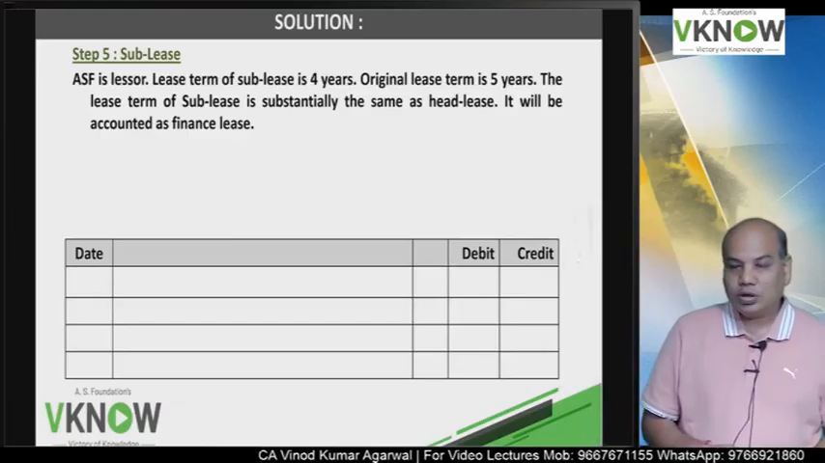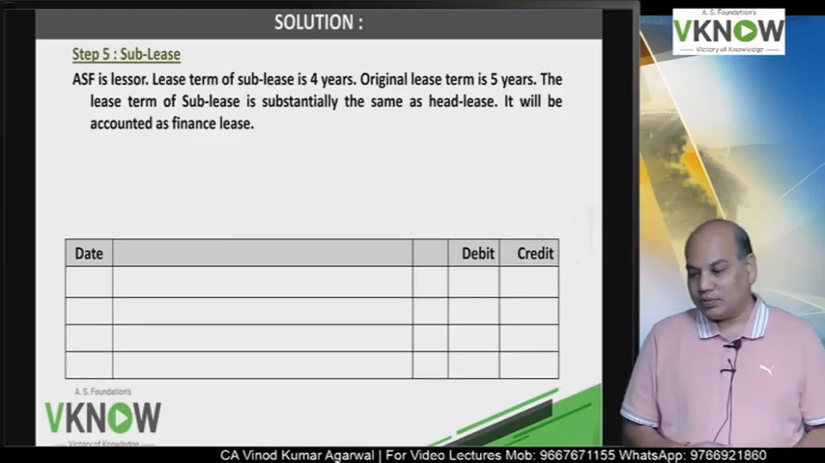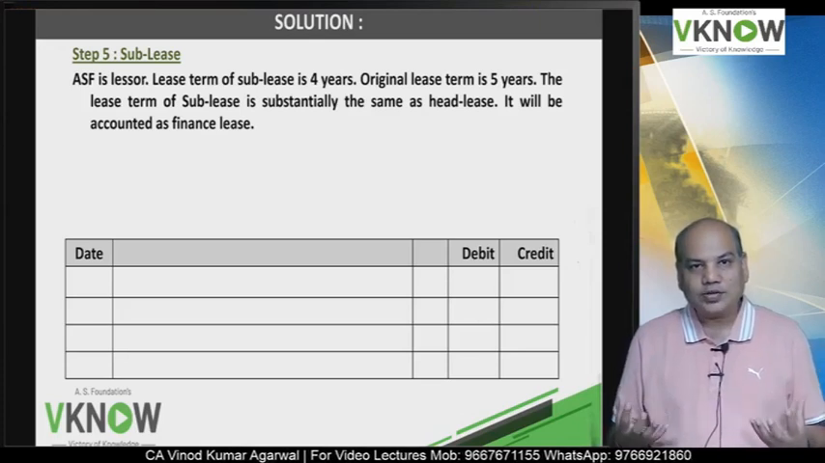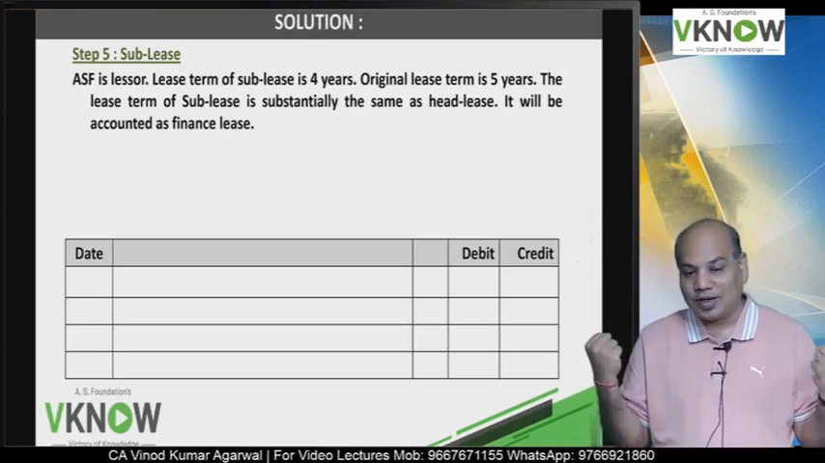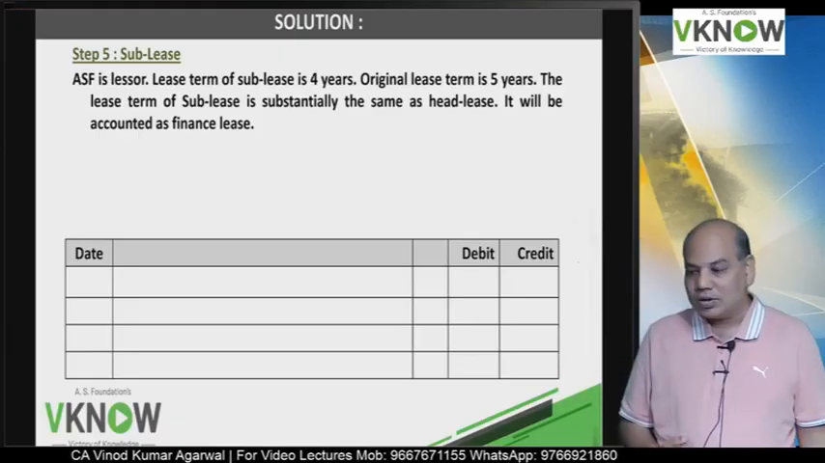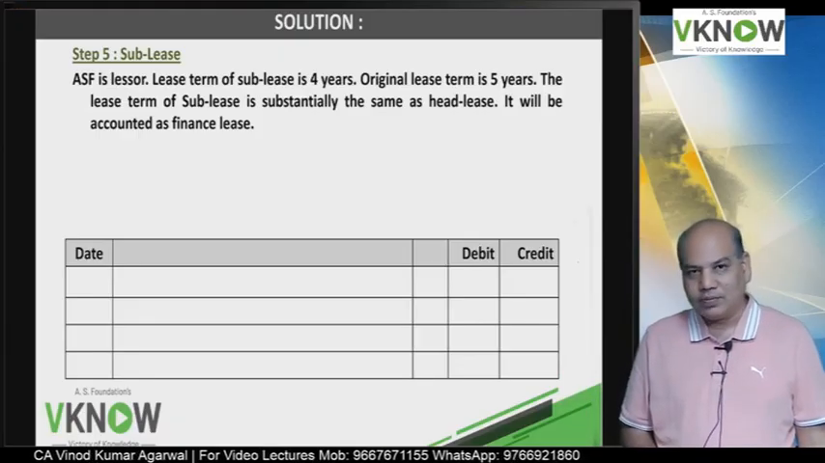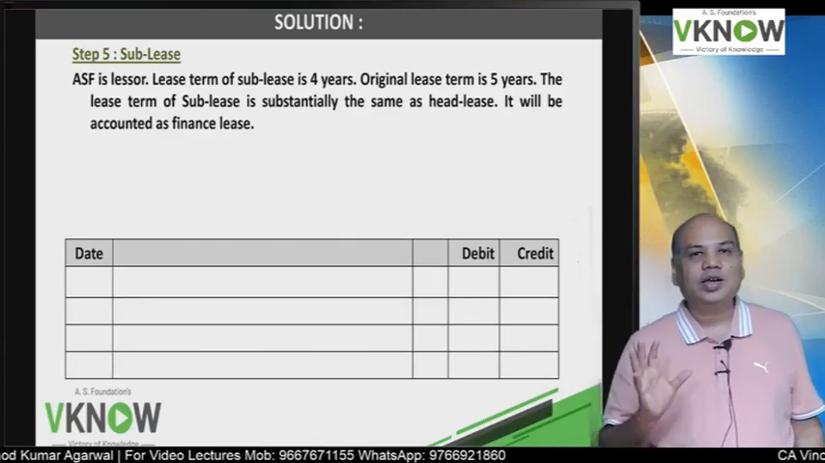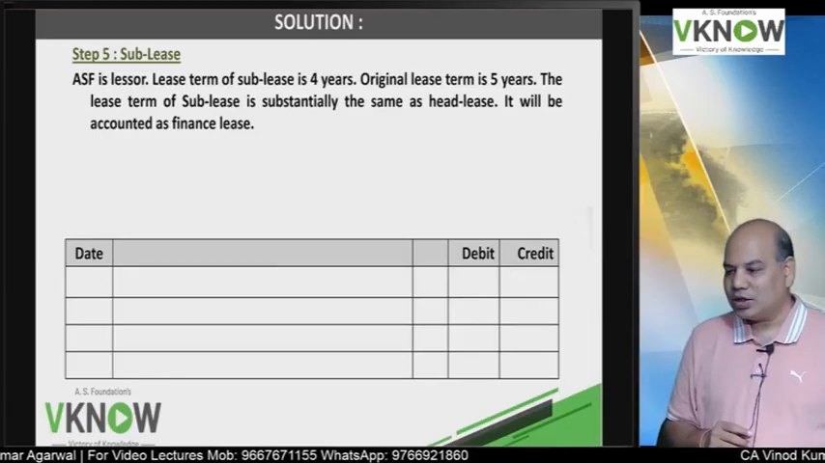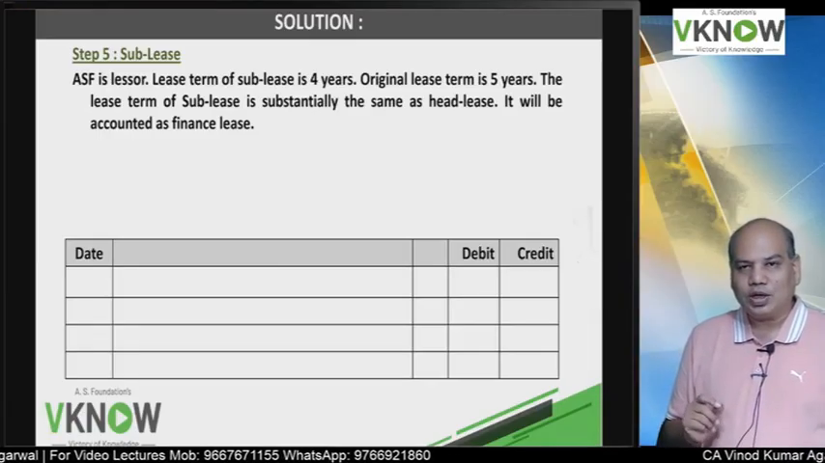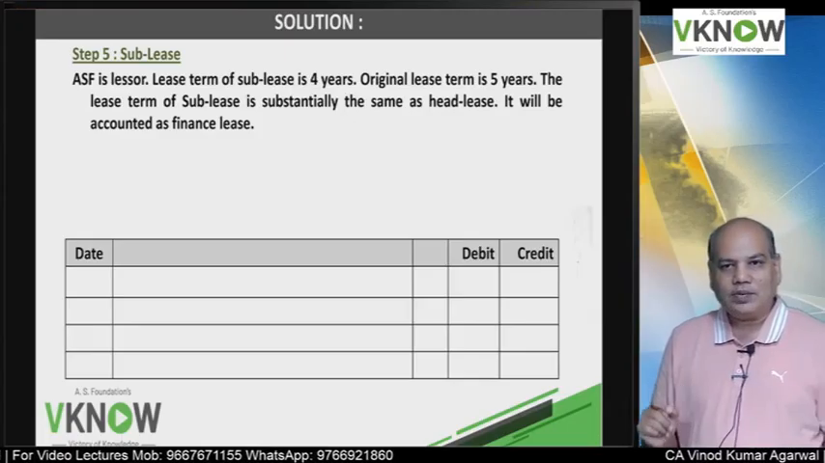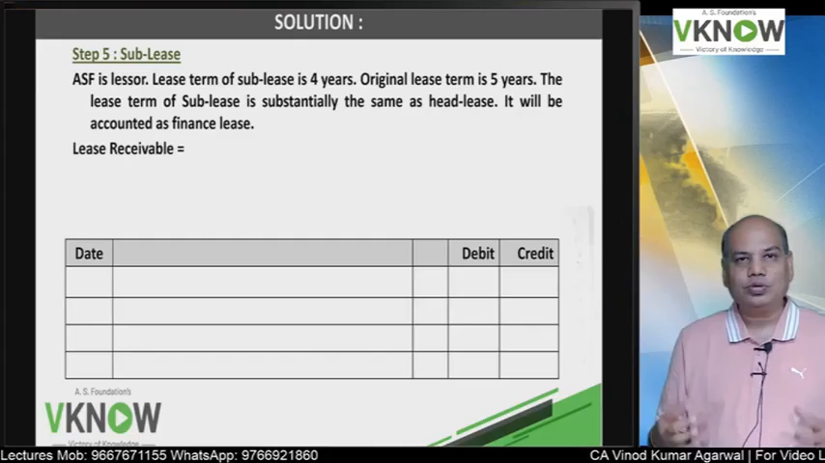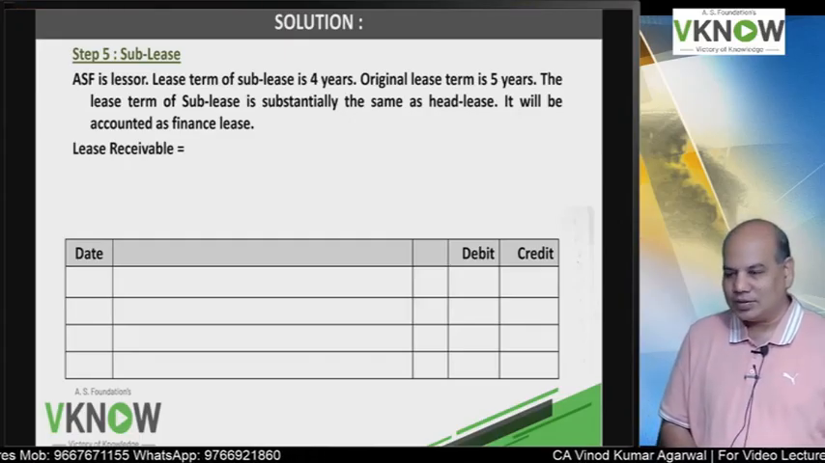Just read the note. On 1st April 2020, ASF has subleased the asset. What is the status now? Lessor. ASF is lessor. The lease term is 4 years. Original lease term 5 years. 4 versus 5 means 80%. Even 80% can be assumed to be substantially the same. So we can assume that the sublease has substantially the same lease term as the head lease, and we are happy to account for it as a finance lease.